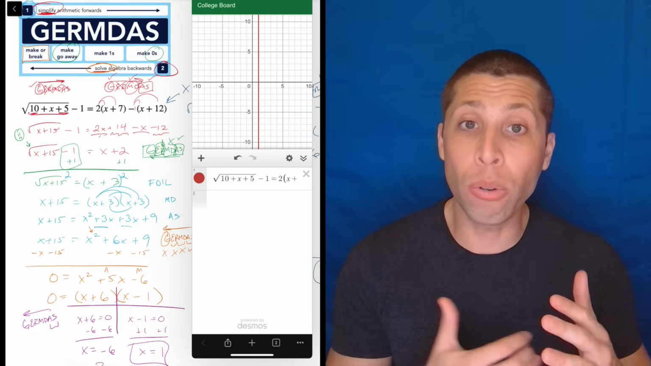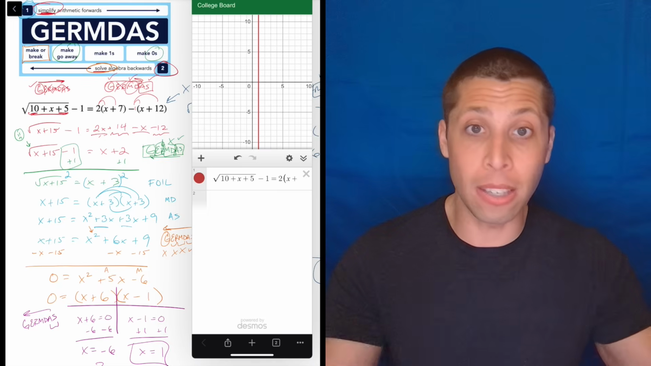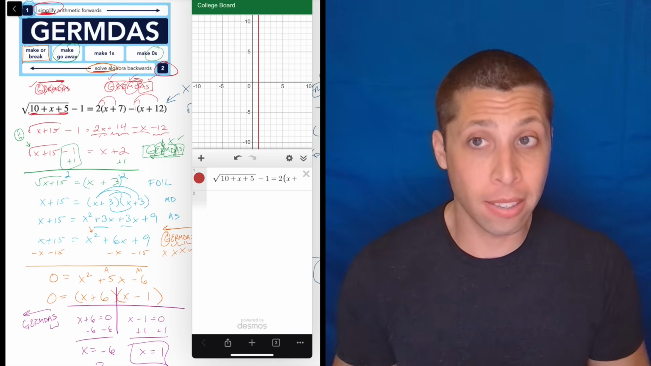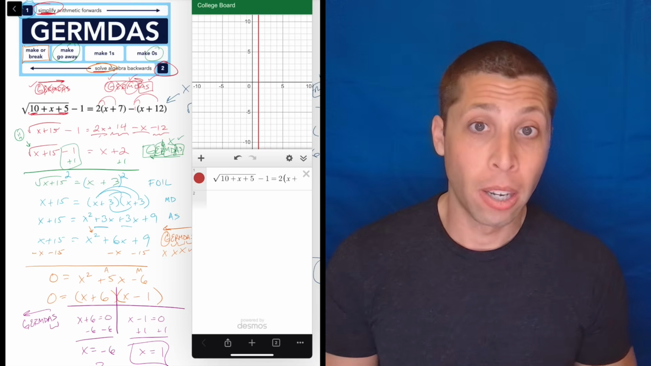But the SAT is so good at finding places where maybe we can't use the calculator, but we still need to know all these complicated GERMDAS rules. So if you can solve an equation like this without the calculator, then you are very prepared for whatever algebra we're going to see on the SAT.